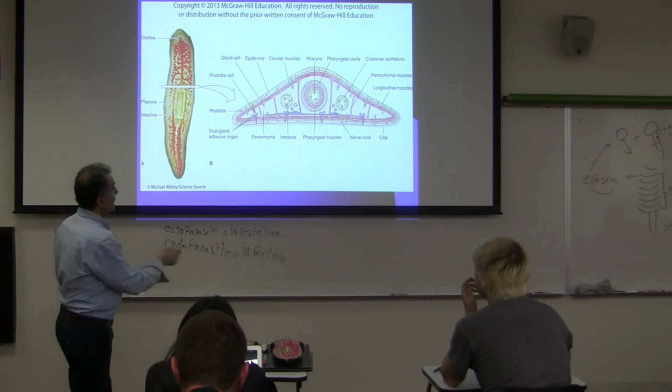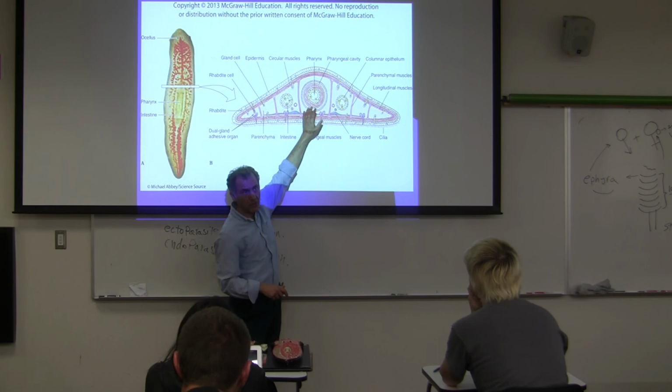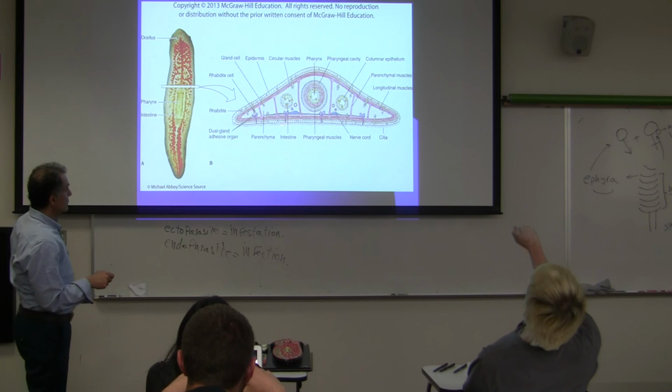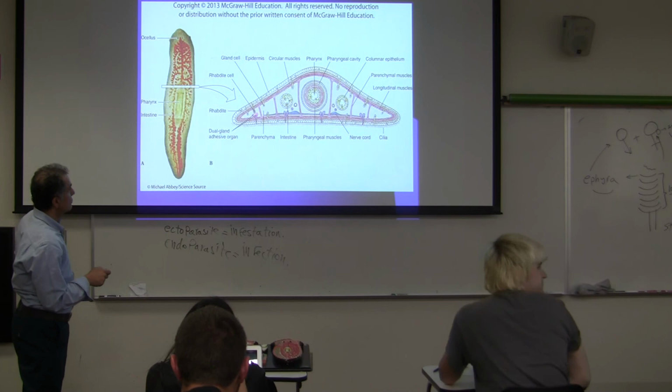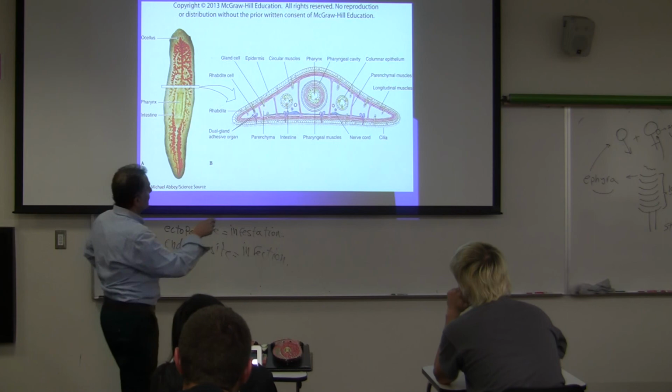Here, you do have a slide of this in the lab. So let's go over what it is that you see on the microscope in the lab. Of course, you see the epidermis, ciliated on the bottom. And then you have the dual glands, adhesive glands. That's what I say, the rhabdoid glands, dual glands, they release a little bit of mucus. And then here's your parenchymal layer.